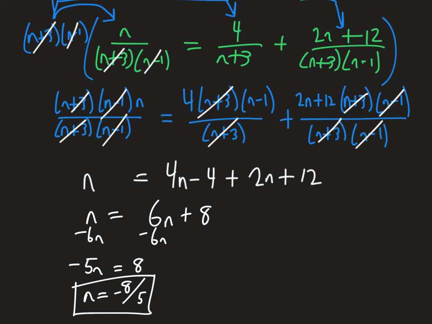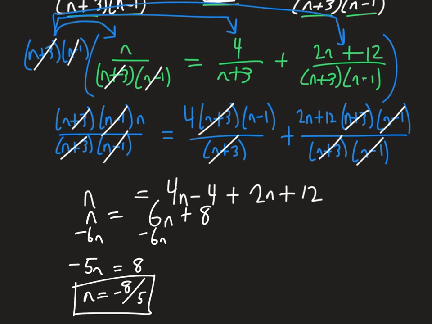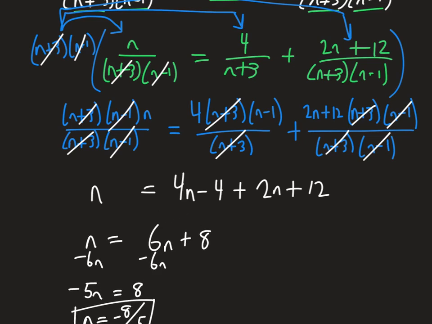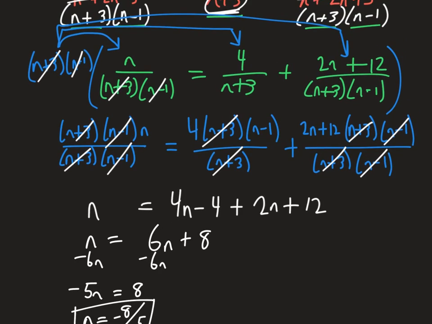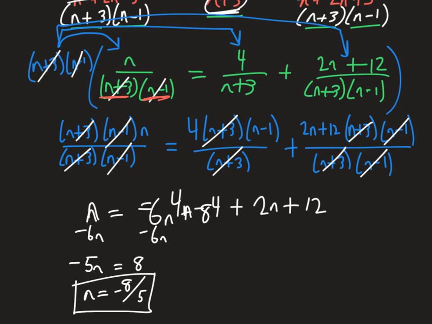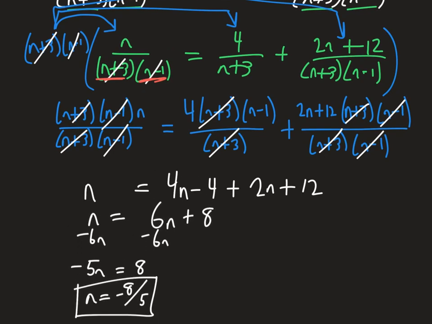Okay, now go back again and make sure that none of your answers were extraneous solutions. And in this case, it looks like the only exclusions would have been negative 3 and positive 1. Those were the restricted values. So our answer down here of negative 8/5 should be totally good to go.